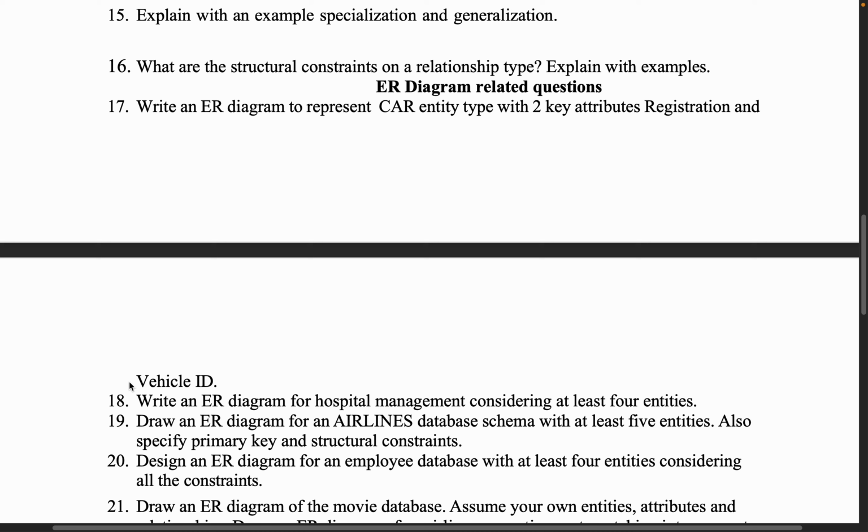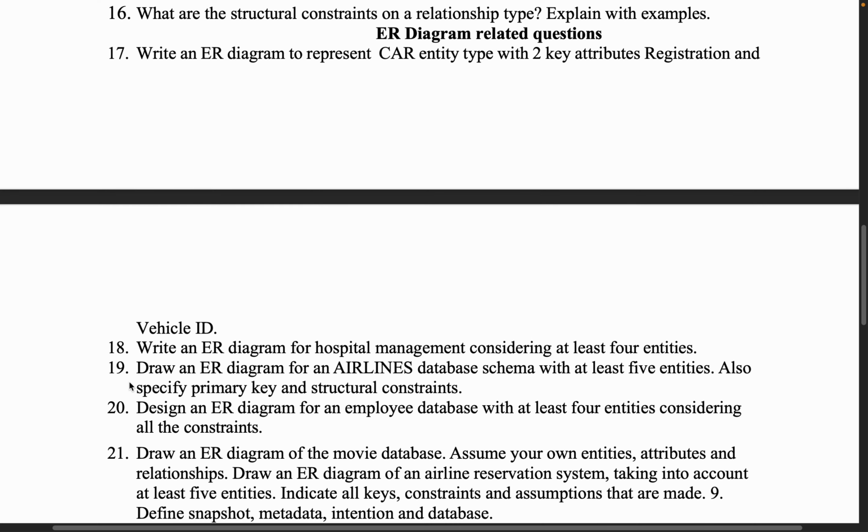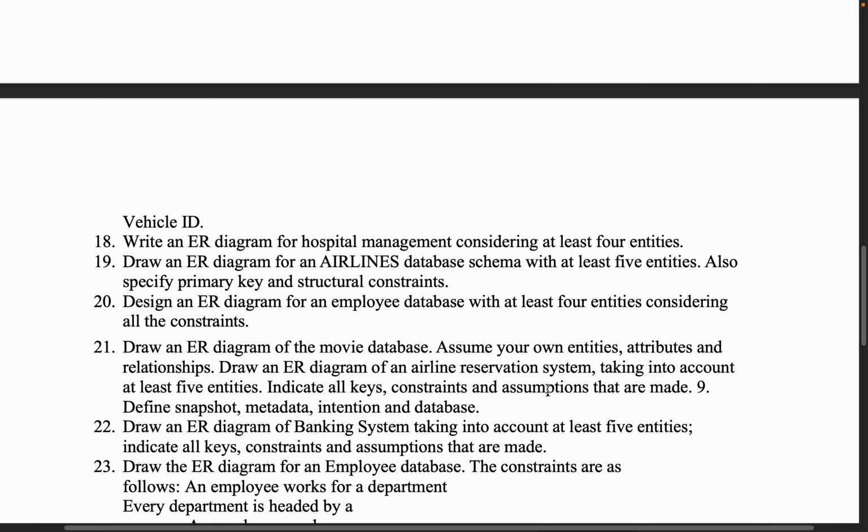The 19th question is also based on an ER diagram, because an ER diagram is compulsory and will come. So please prepare. The 19th: draw an ER diagram for an airlines database schema with at least 5 entities, and specify the primary keys and structural constraints. Then the 20th: describe an ER diagram for an employee database with at least 4 entities, considering all constraints. Then the 21st: draw an ER diagram of a movie database, assuming your own entities. These are all from old papers.